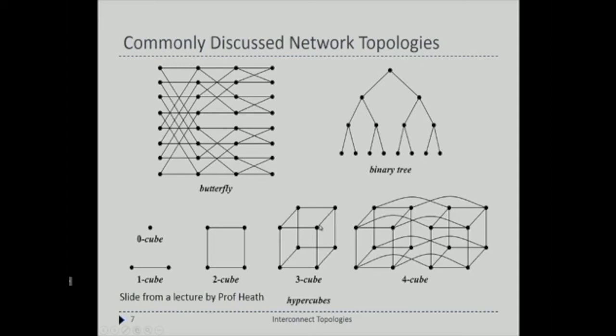Okay, so we'll come back and visit this. What's the problem with binary tree as a topology? Again, a bottleneck here. Any message that needs to go from this half to this half will have to go through the root, and that's a problem.